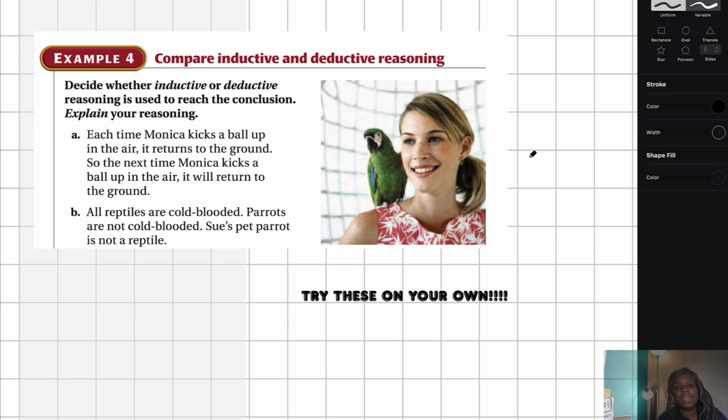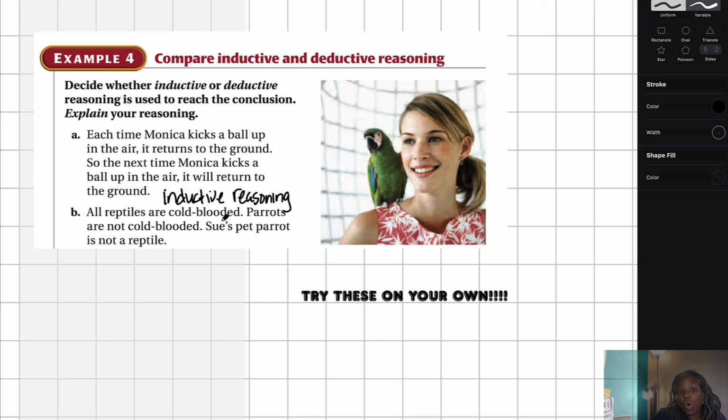Each time Monica kicks a ball up in the air, it returns to the ground. So the next time Monica kicks a ball up in the air, it will return to the ground. That's inductive reasoning. Inductive reasoning looks at a pattern of behavior and makes a conjecture about what's going to happen. It seems like this person who made this statement is looking at what always happened before and is assuming that it would happen again. So I would say that this is an example of inductive reasoning.